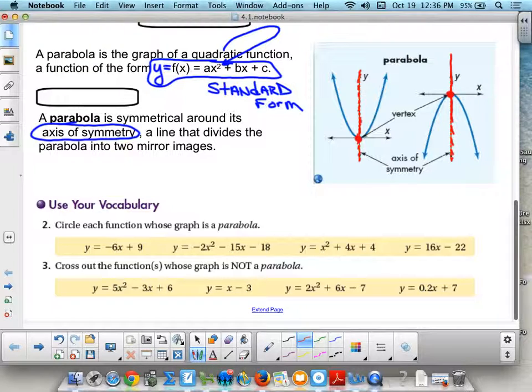Okay? All right. Circle each function. Now just look at these 4 functions. Circle the function whose graph is a parabola. Takes you 10 seconds.